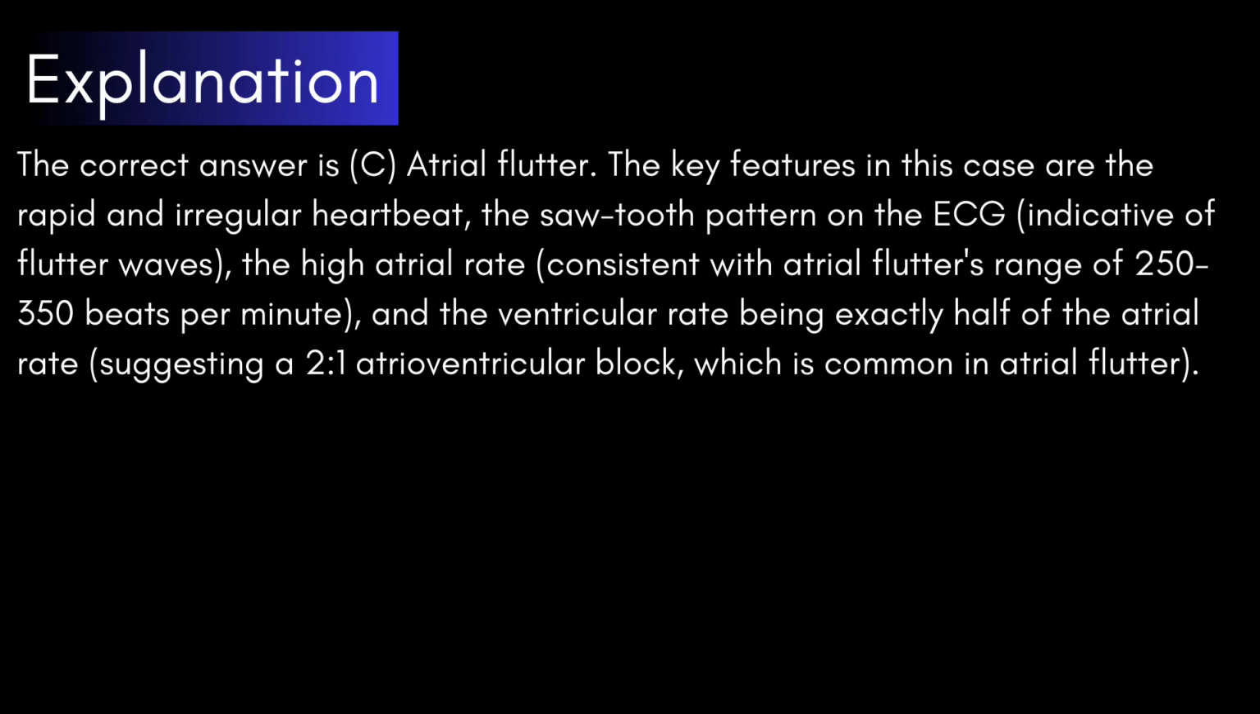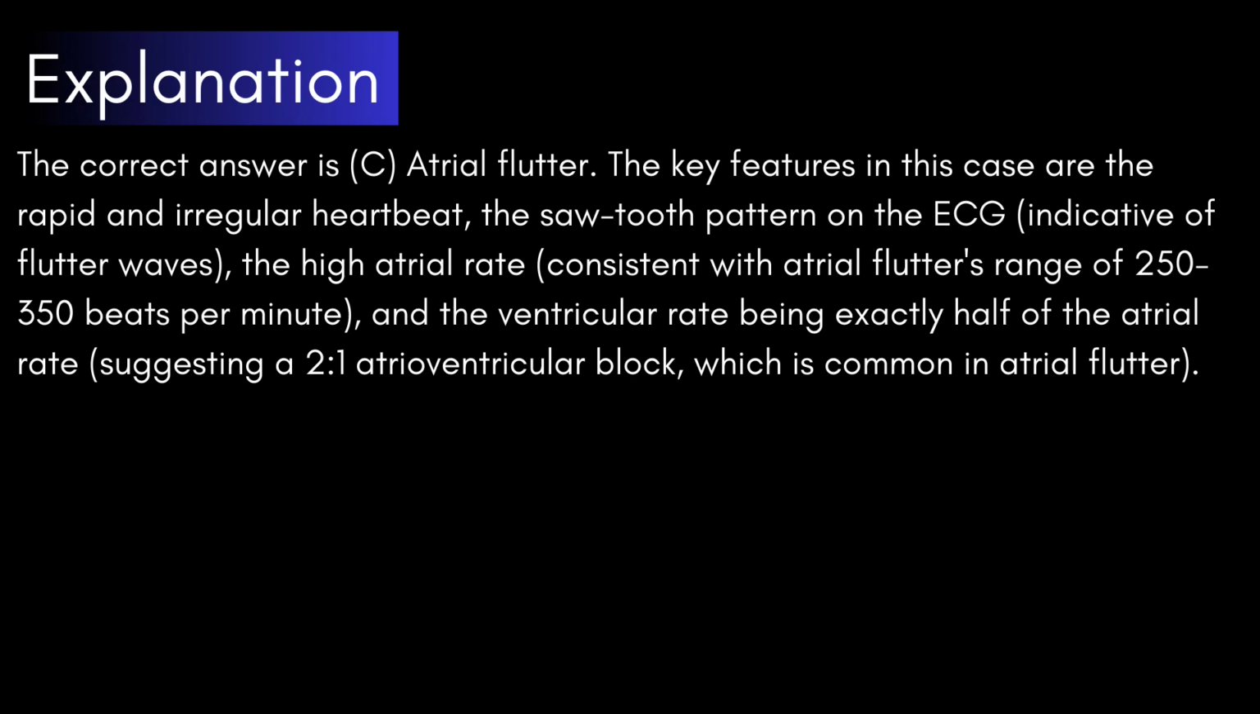The key features in this case are the rapid and irregular heartbeat, the sawtooth pattern on the ECG, indicative of flutter waves, the high atrial rate, consistent with atrial flutter's range of 250 to 350 beats per minute, and the ventricular rate being exactly half of the atrial rate, suggesting a 2:1 atrioventricular block, which is common in atrial flutter.